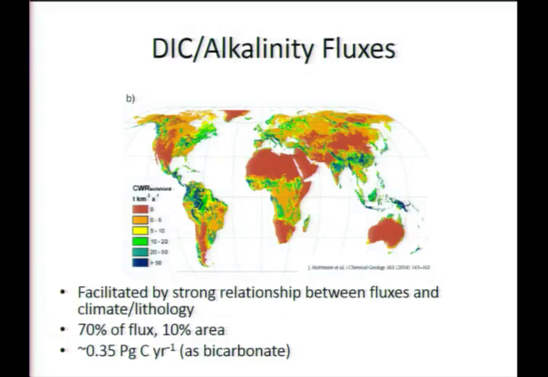With DIC and alkalinity fluxes, we're in pretty strong shape. And this is because we've demonstrated that there are strong relationships in a region between the amount of alkalinity or bicarbonate coming off the landscape and the climate of that region and the lithology. And we now have fairly solid global lithology maps. So we have good maps and a good mechanistic understanding of what controls this flux. And so this number of about 0.35 petagrams as bicarbonate is probably not going to move around unless there's some sort of drastic response to climate change.